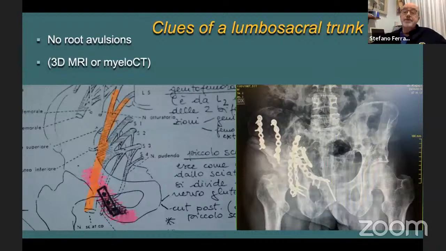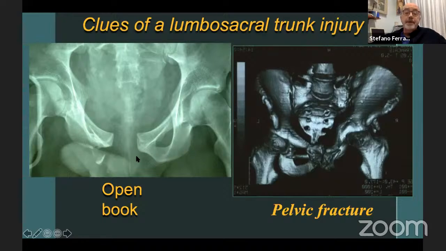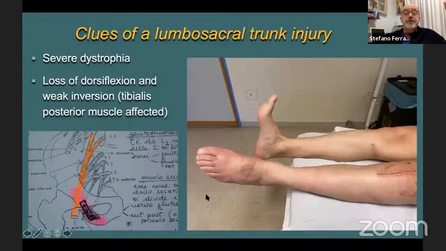To find clues of a lumbosacral trunk injury, you have other signs. A reconstruction like this one of the posterior wall of the acetabulum and also of the iliac wing can be a clue to damage in this area. Also, if you have a plate in this position, it can be another clue, but you must exclude any root avulsion, because if you don't have any avulsion of the L5 root, you may expect some recovery in these patients. Other clues are an open book rupture or a pelvic fracture like this one. These are other clues of no avulsion and only of lumbosacral trunk injury.